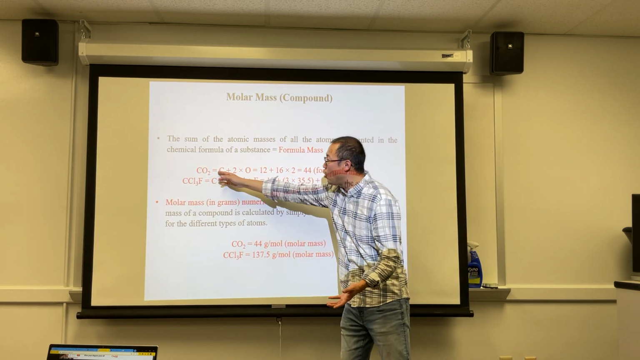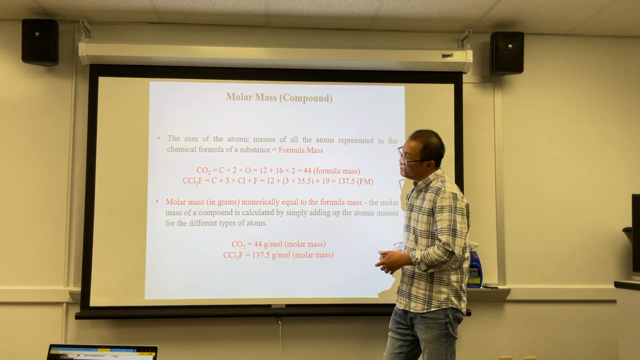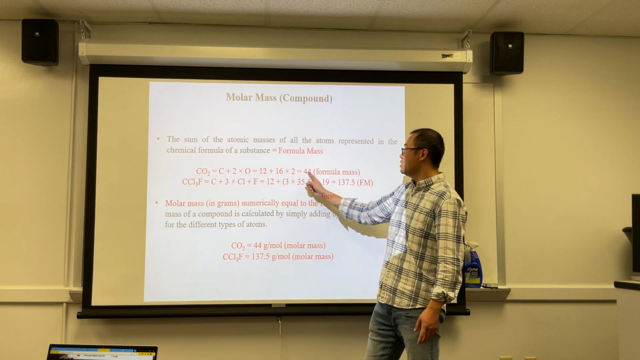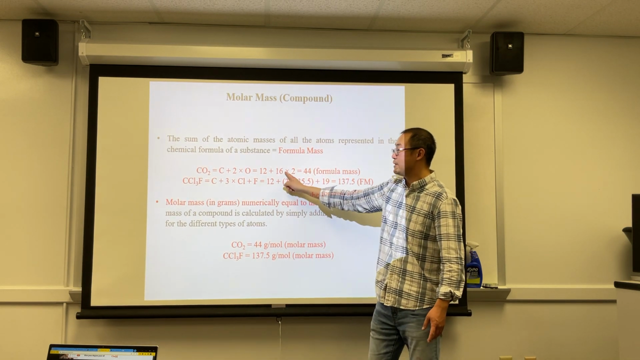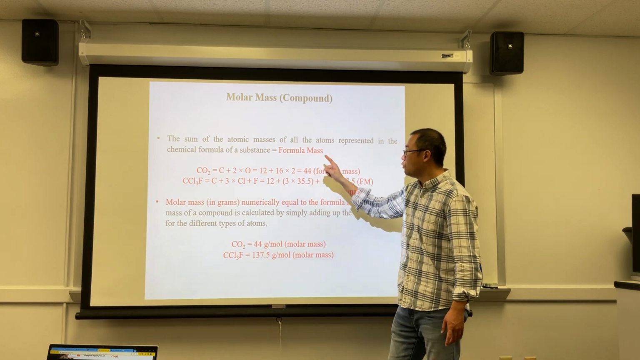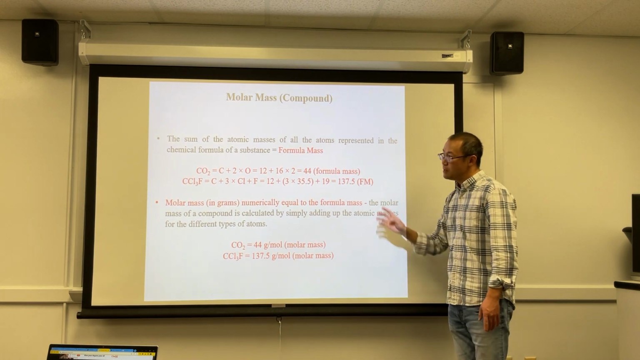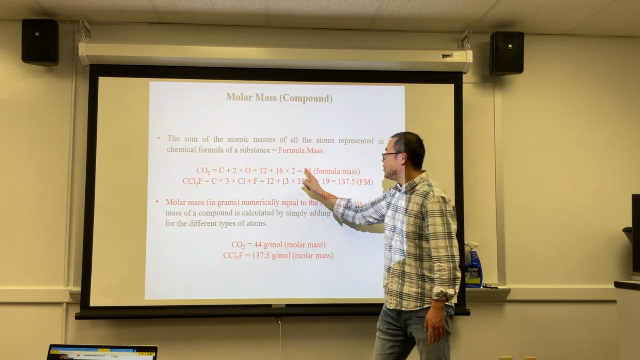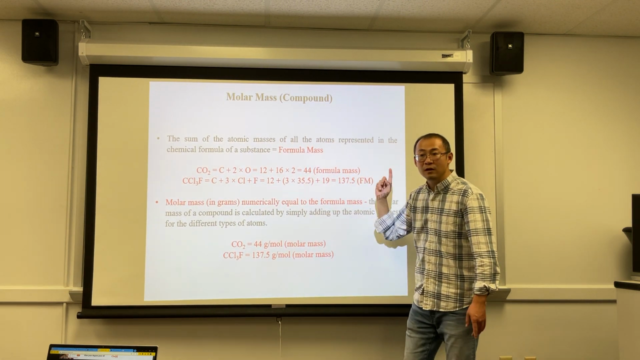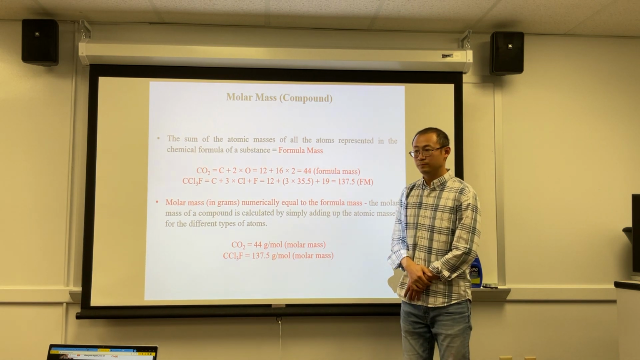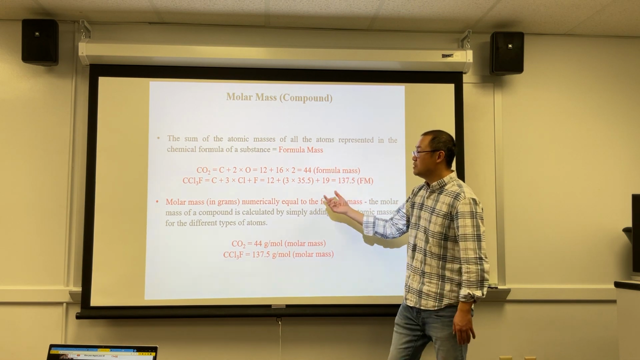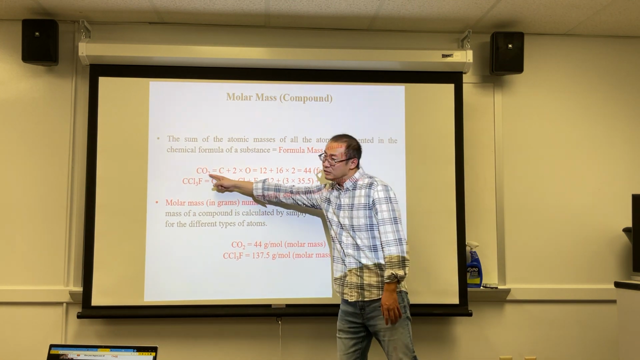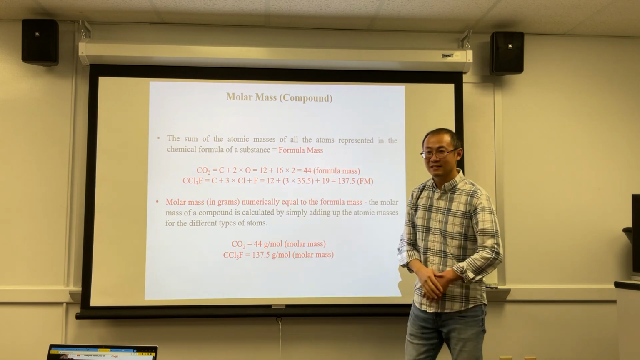If we add all these atomic masses together, carbon is 12, oxygen is 16, two of the oxygen. This multiplied by two means two oxygen. The total, 44, is the mass of CO2. We call this mass the formula mass, FM. Formula mass is from adding all the atomic masses together in the formula. Does it make sense?